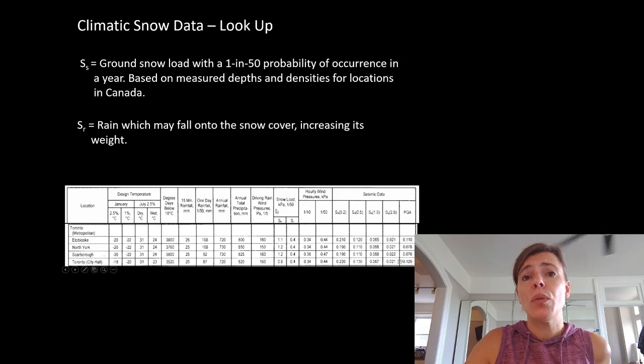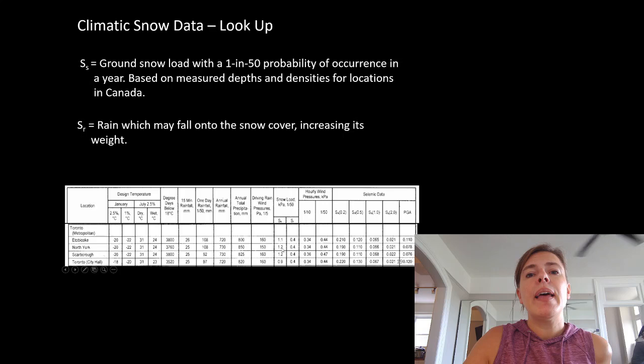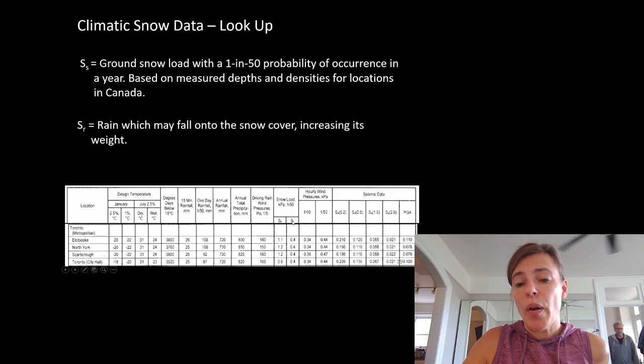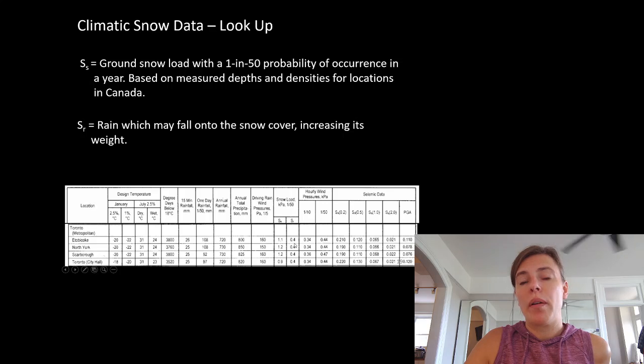Over here, we have snow load, kPa, 1 in 50. That's saying we're talking about our 1 in 50 year snowfall event, or the big storm we're likely to see every 50 years. And here we have SS values. You can see for Toronto City Hall, it's 0.9. And then in North York and Scarborough, it's 1.2. And then we have SR, which is the associated rain load, which is 0.4 that gets added into that. So these we look up. These are something that we go to the code for, we know where our building's being built, and we look them up.